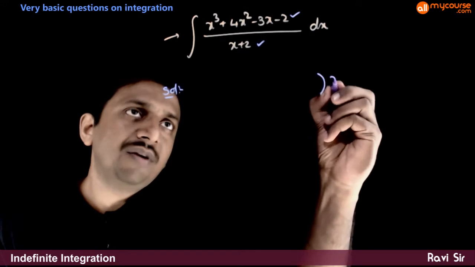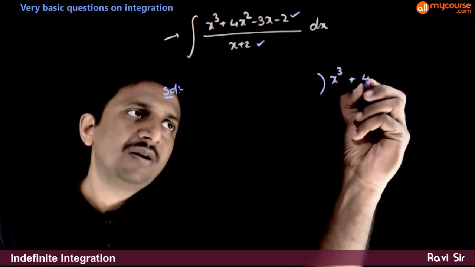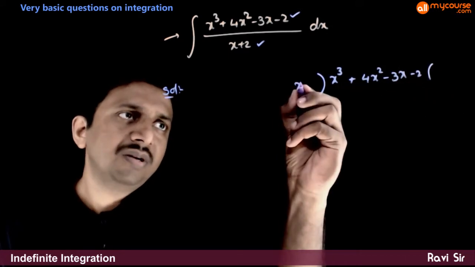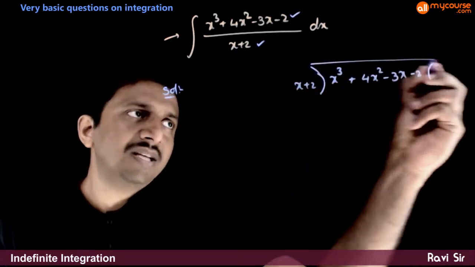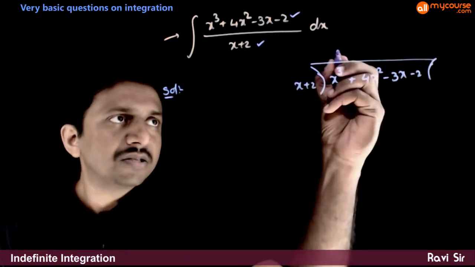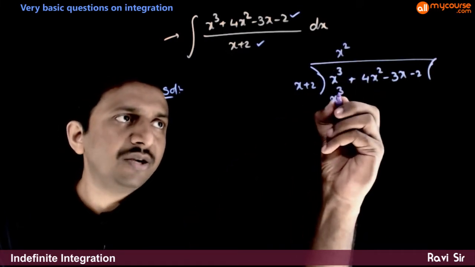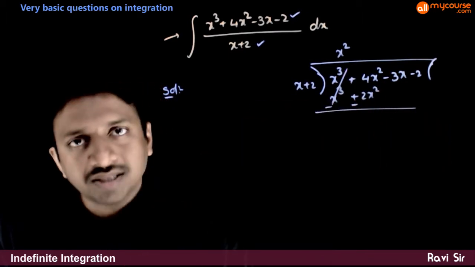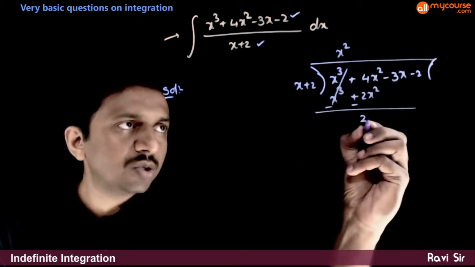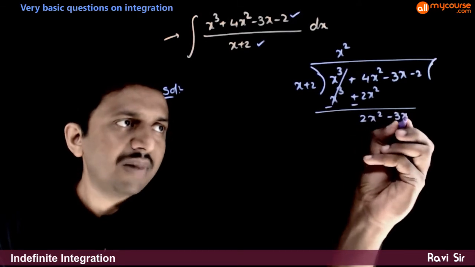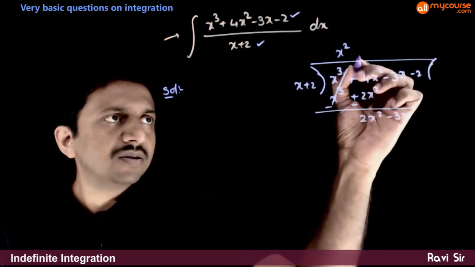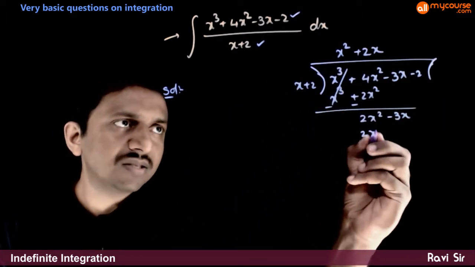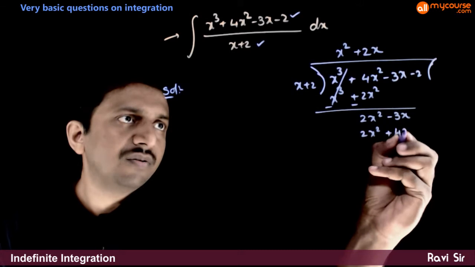You know how to divide polynomials, right? x cube plus 4x square minus 3x minus 2 is divided by x plus 2. So x square times x plus 2 is x cube plus 2x square; minus minus, these two get cancelled. 4x square minus 2x square is 2x square, minus 3x. So plus 2x; if you multiply by 2x, you get 2x square plus 4x.